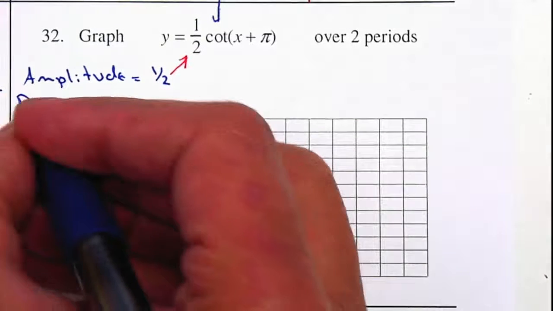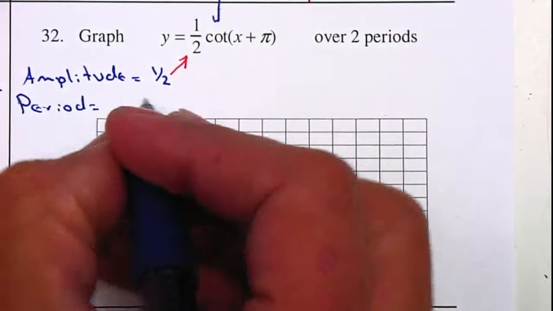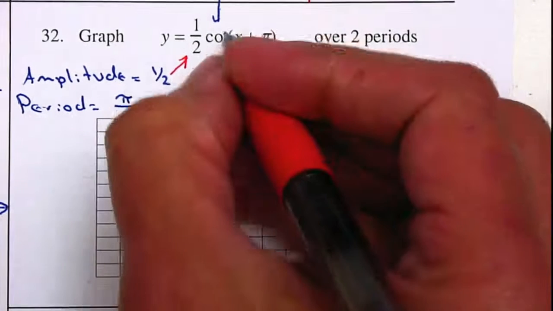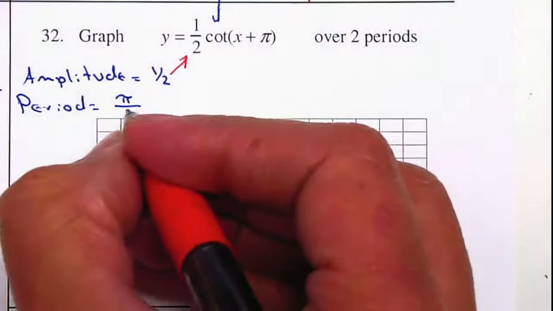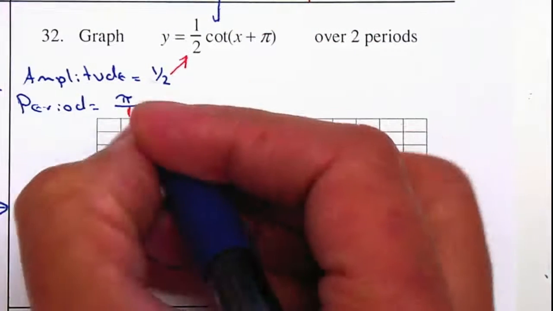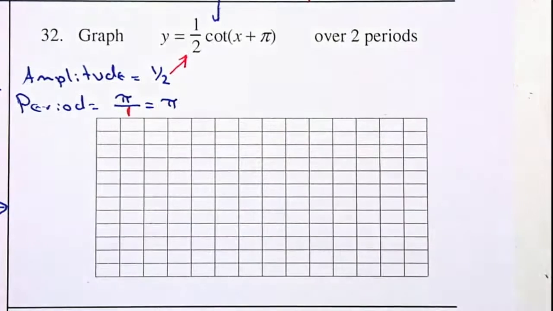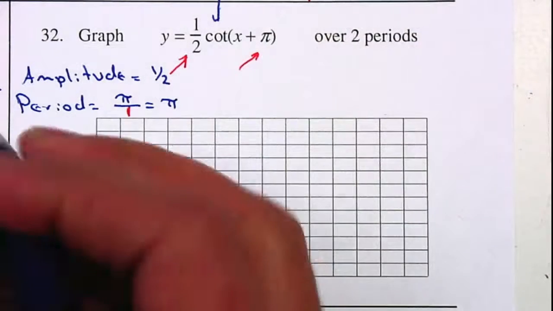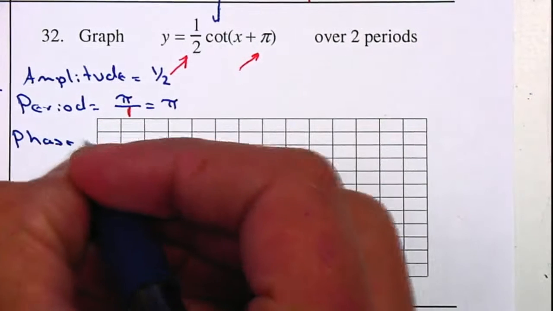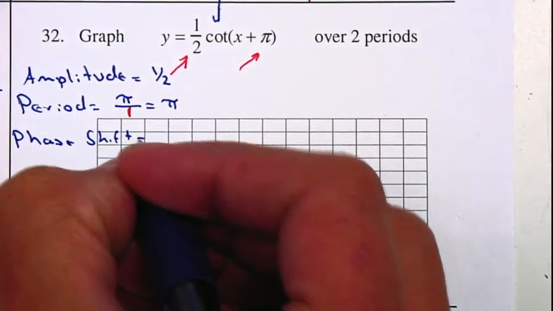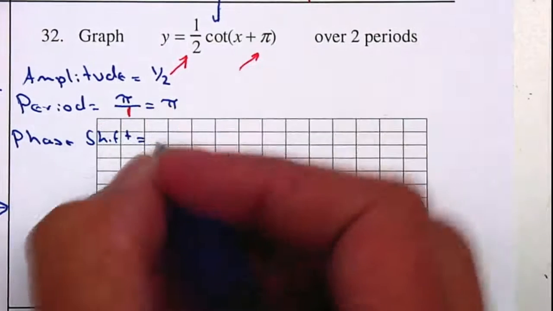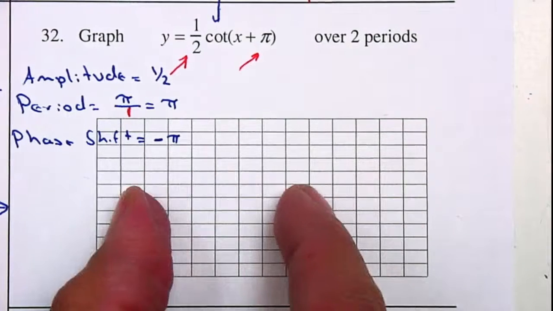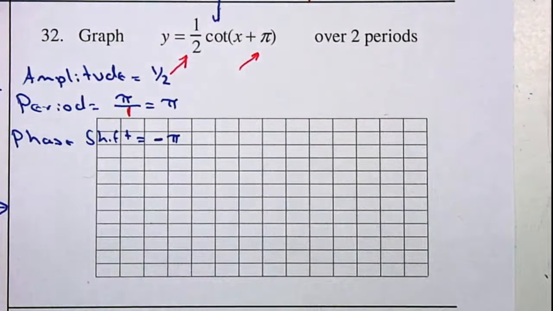Your period, now remember that for your period, it's going to be pi divided by B. In this case, there's no coefficient here, so automatically the B is 1. So therefore your period will be pi. We do have a phase shift of pi. Now remember, this is a positive, so your phase shift will be negative pi. That means that we're going to shift the whole graph to the left pi units.